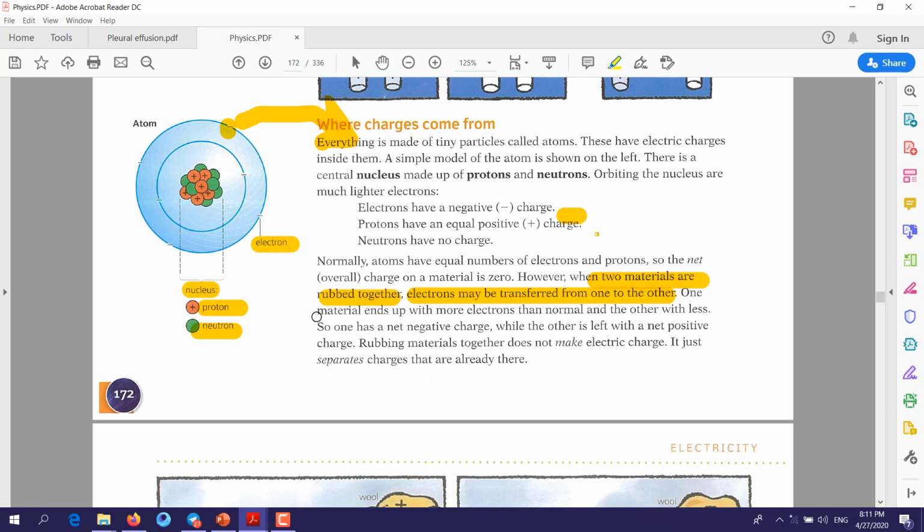When you rub them, these electrons will be transferred from atoms of the first material to the atoms of the next material. At the end they will have an unequal number of electrons and protons, and this is what gives the charge to the atom. Rubbing materials together does not make electric charge. It will not create electric charge. It just separates charges that are already there.